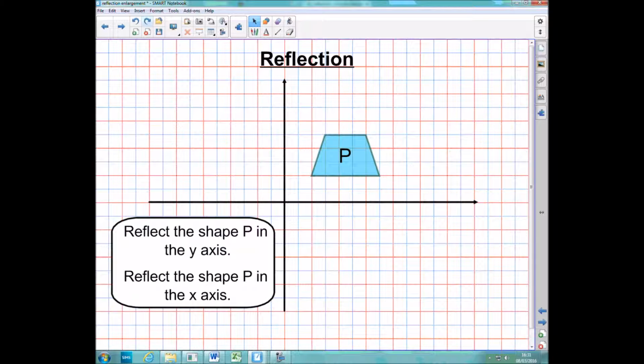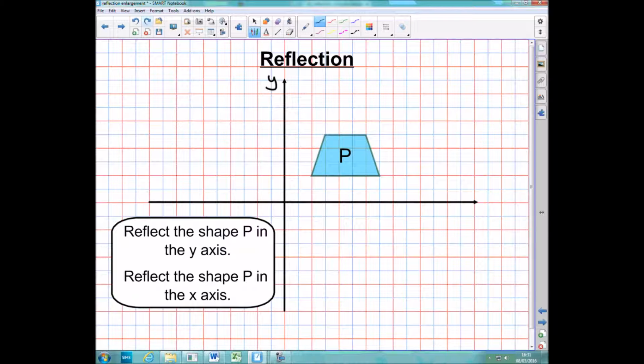Okay, my first question that I'm going to look at is reflecting shapes in the different axes. So first off, I want to reflect the shape P in the y-axis. So the y-axis is the vertical up axis. Okay, I've just marked it with a Y there. A way of remembering this is the phrase Y's up.